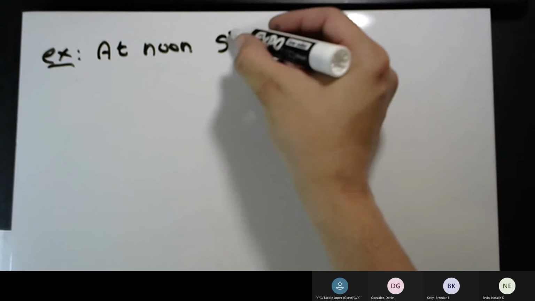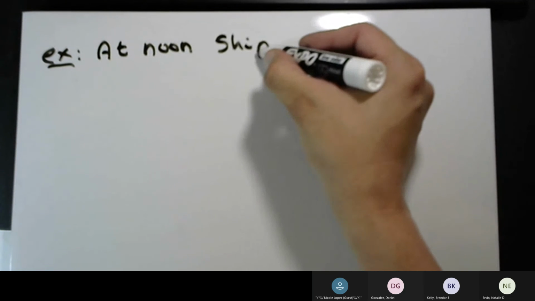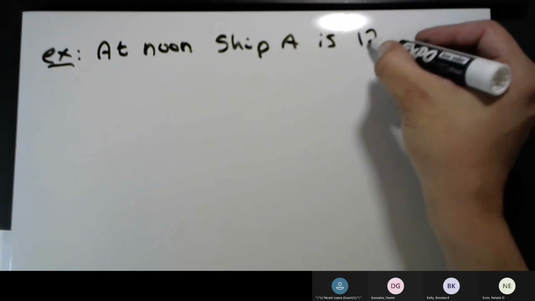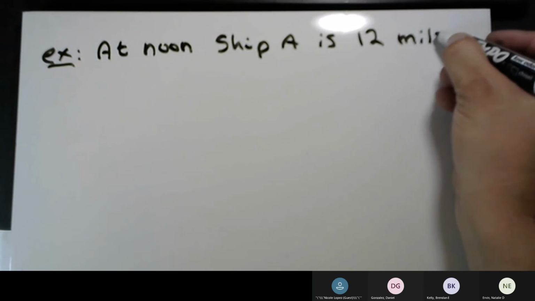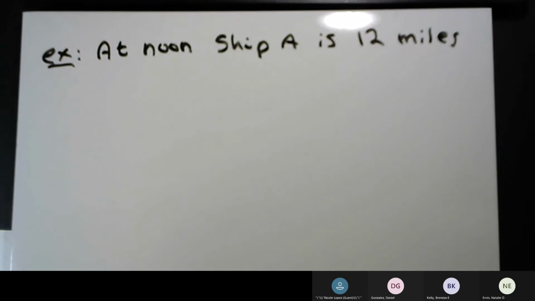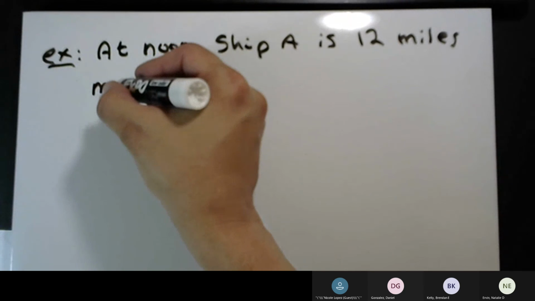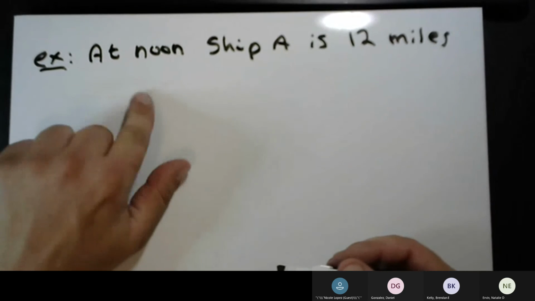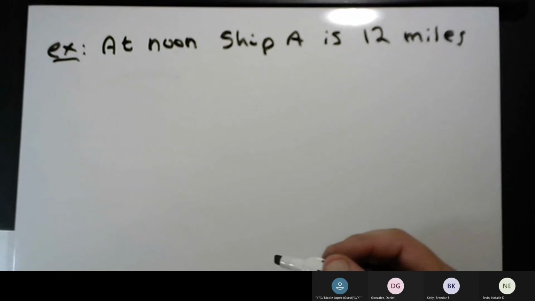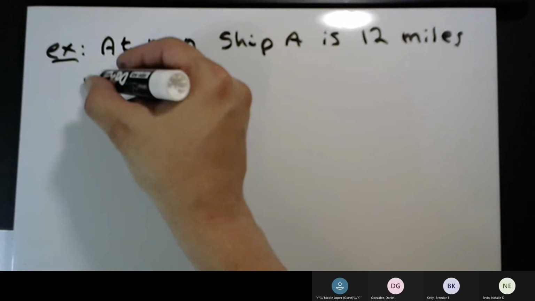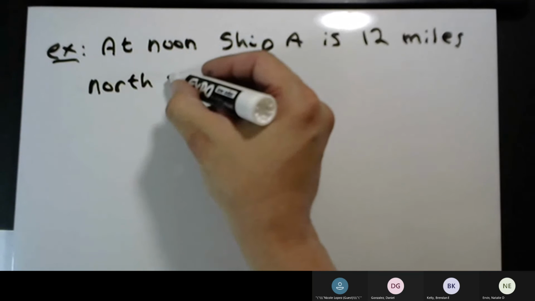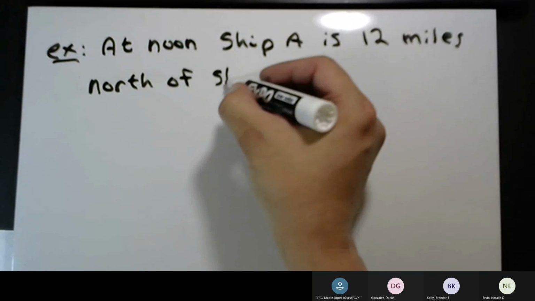So at noon, ship A is 12 miles, technically 12 nautical miles or 2,000 yards, 12 nautical miles north of ship B.